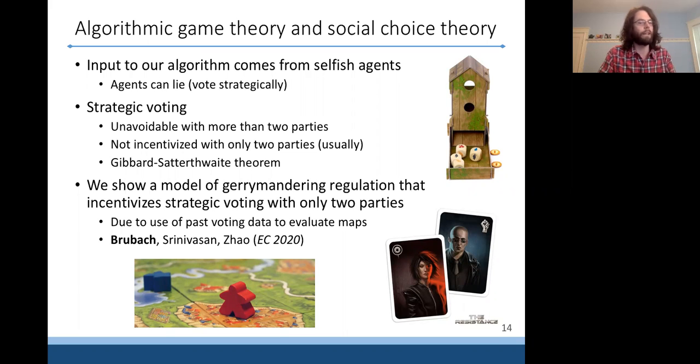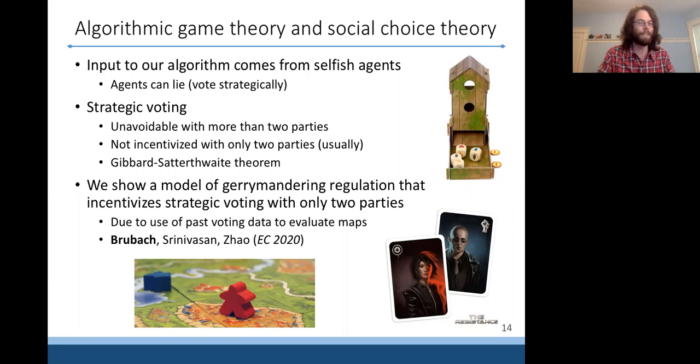And if we're using past voting data, then your vote does more than just affect a single election, right? Your vote is going to be used in this measure of gerrymandering. And so this now adds in a factor of strategic voting, which is unavoidable with more than 2 parties. We saw some discussion of this earlier. I don't think we actually got to Gibbard-Satterthwaite in any of the talks, but we talked about Arrow's theorem and we got close to it.